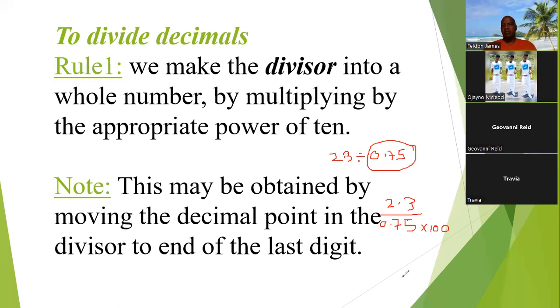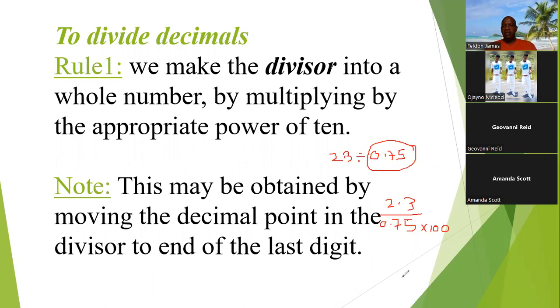So we times the 2.3 by 10. Why times it by 10? Because there's one decimal place. But you're not thinking about making the dividend into a whole number. The rule says make the divisor into a whole number. The reality is, to make the divisor into a whole number, we multiply by 100.